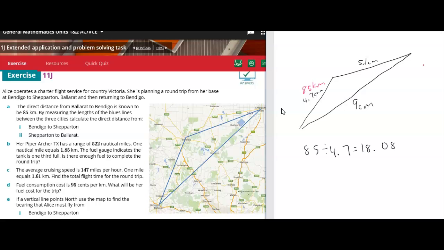I'm going to do it to a few decimal places just to be accurate this time. So this basically means 1 centimetre is equal to 18.085 kilometres. So for this side here, we've got 5.1, so we're going to multiply that by 18.085. So just doing that on my calculator, times 5.1.